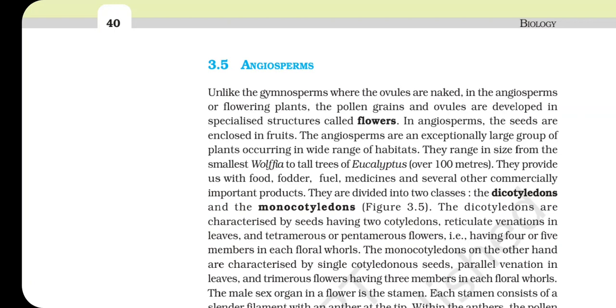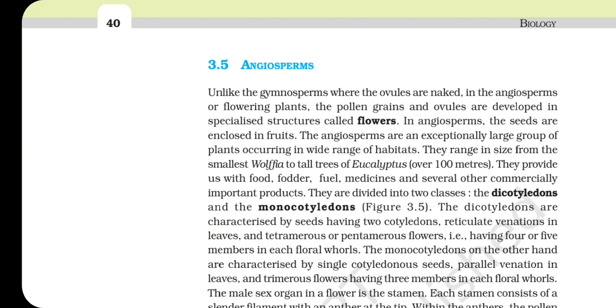Unlike the gymnosperms, where the ovules are naked, in the angiosperms, the flowering plants, the pollen grain and ovules are developed in a specialized structure called a flower. In angiosperms, the seeds are enclosed in fruit. The angiosperms are an exceptionally large group of plants occurring in a wide range of habitats. They range in size from the smallest, Wolffia, to the tallest tree, Eucalyptus, over 100 meters.